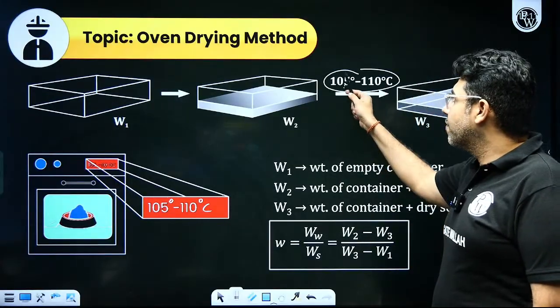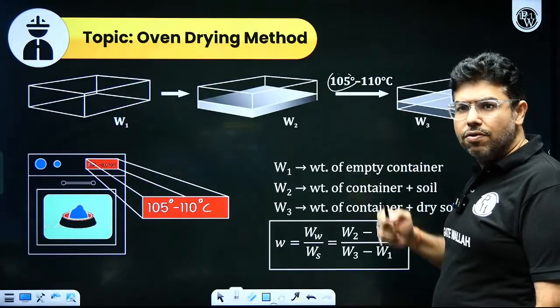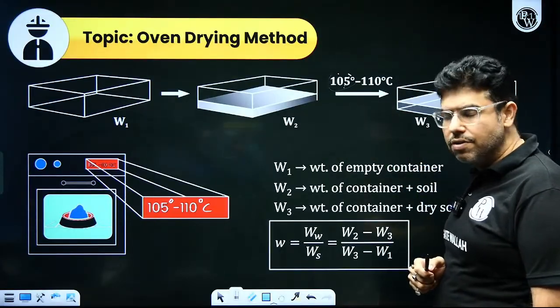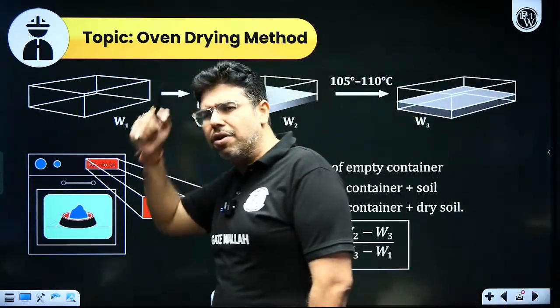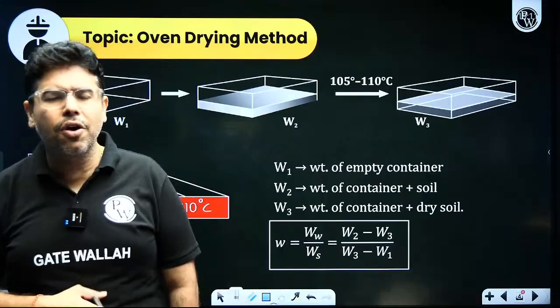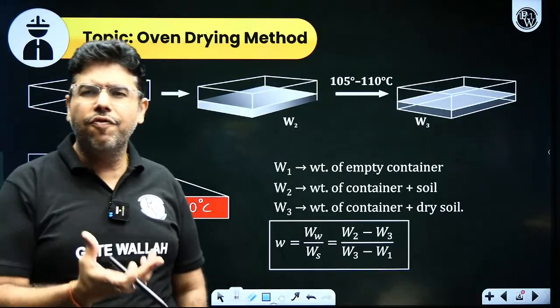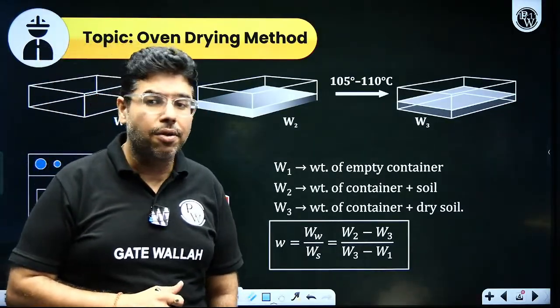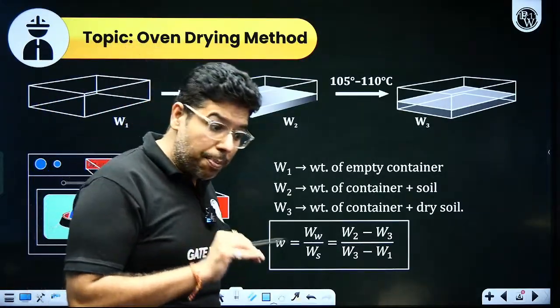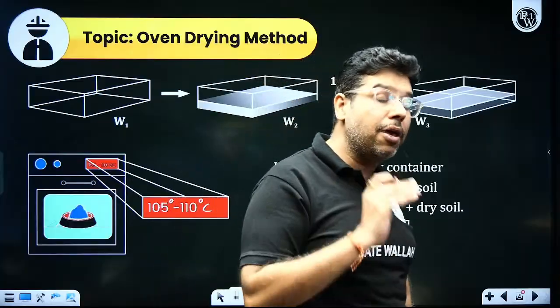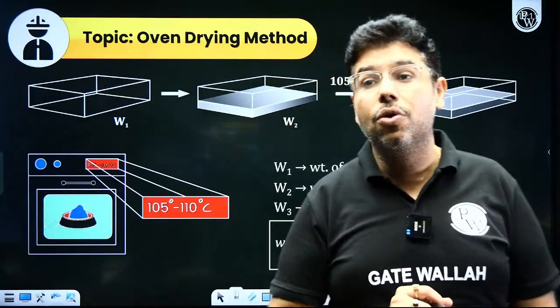Now therefore you have increased the temperature above 100 degrees Celsius. Now you would ask me, sir, why wait for 24 hours? We can increase the temperature to 180 or 200 degrees Celsius, and in 15-20 minutes the soil will be dry. But I will say, no, my dear friend, you should not do this. Why? The temperature of drying should never be greater than 110 degrees Celsius.